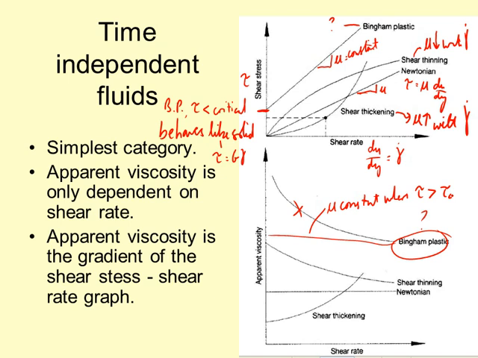So to repeat again, for shear thickening, as you increase the shear rate, the apparent viscosity increases. For shear thinning, the apparent viscosity decreases with increasing shear rate. And Bingham plastic behaves like a Newtonian fluid above a certain shear stress. Below that, it behaves like a solid.